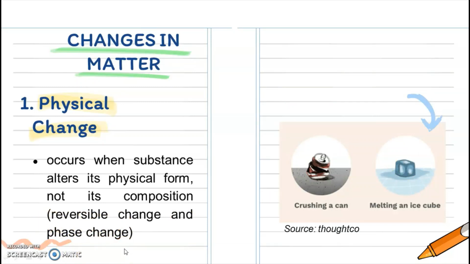And kapag si liquid water nilagay natin sa freezer, magiging solid ice ulit siya, which is also a reversible change. Ibig sabihin, kaya niyang bumalik sa original form.